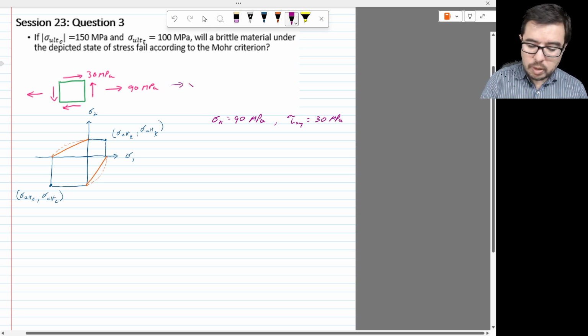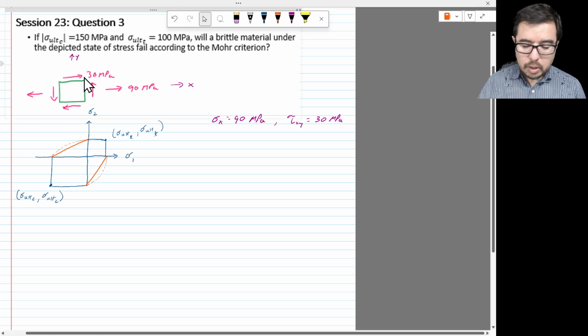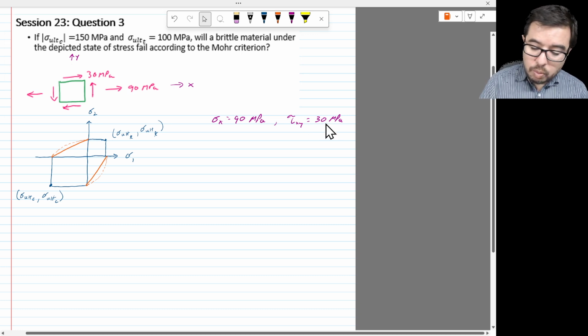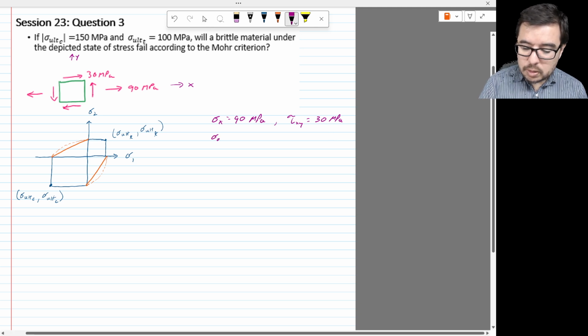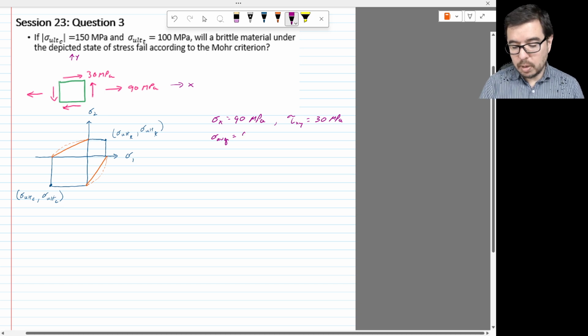What we've done here is said that this is the x direction and this is the y direction. We notice that the arrows meet up on the upper right, and that signifies, with an x and a y as we've got here, that tau xy will be positive 30 megapascals. So for our Mohr circle, we can figure out sigma average, which is just sigma x divided by 2. That's going to be 45 megapascals.